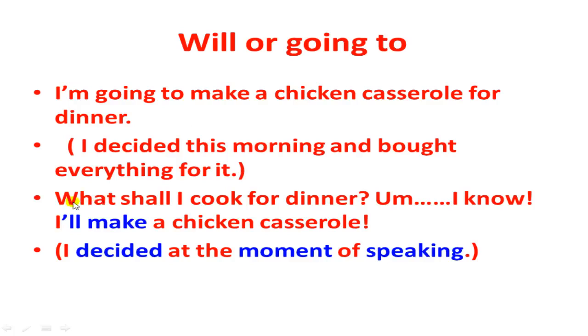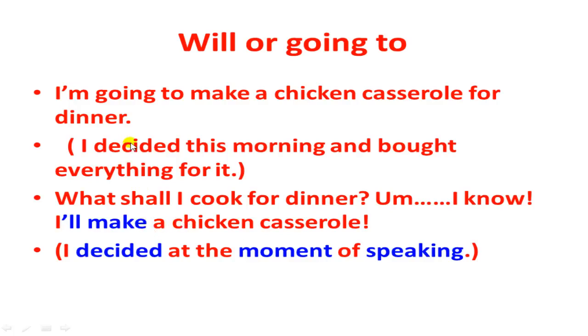B: What shall I cook for dinner? I know, I'll make a chicken casserole. So I decided at the moment of speaking. So here I am not sure. Maybe I'm gonna change my mind, change my decision. I am not sure. And I make the decision at the moment.